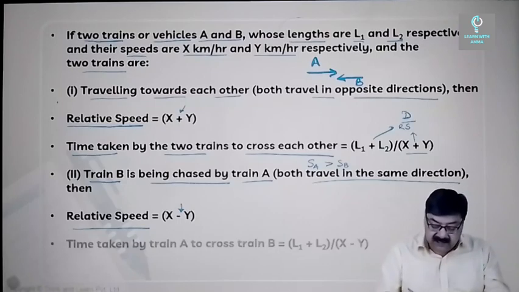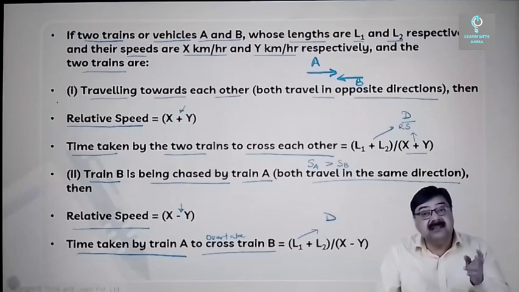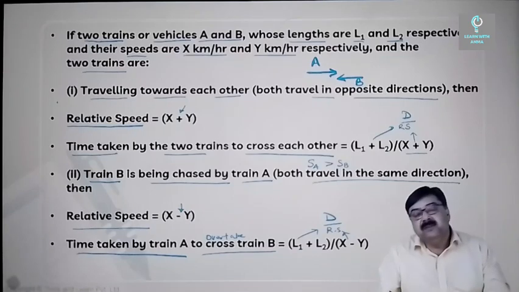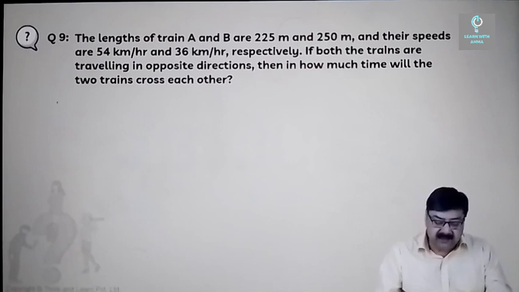So in such a case, time taken by train A to cross train B or to overtake train B shall be L1 plus L2, that is the sum of the lengths of the two trains, divided by x minus y, that is the relative speed of the two trains. Let us have a look at a question based on this concept.